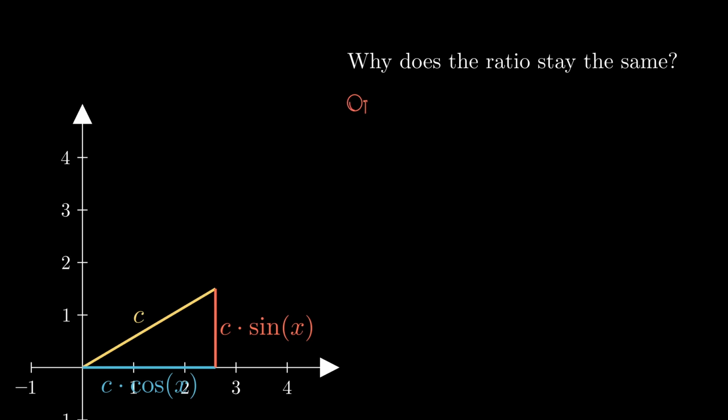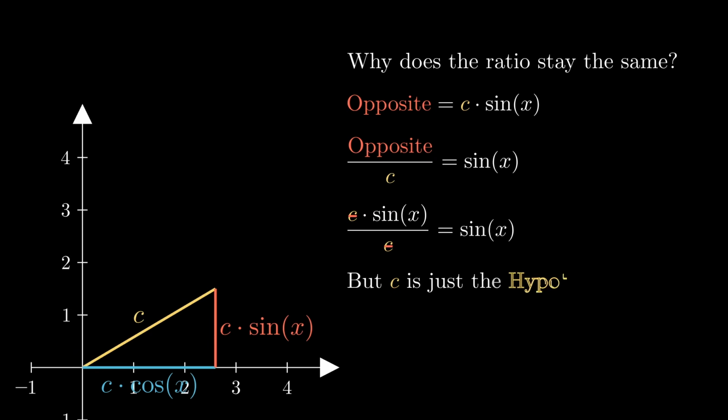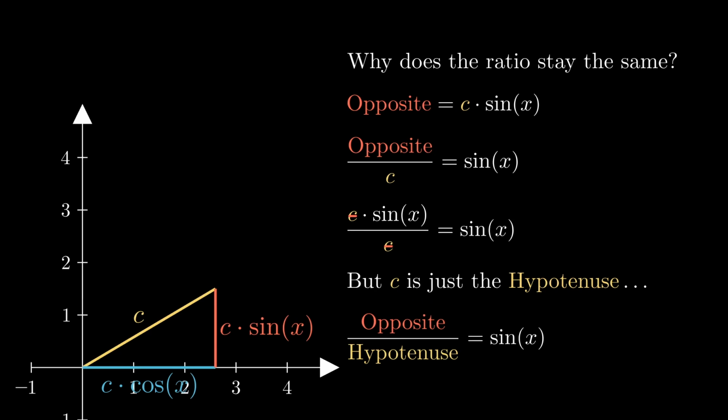Now, the question is, why does sine stay the same no matter in which triangle? As we can see, opposite is equal to c times sine of x, and then upon further simplification, we get sine of x is equal to sine of x. But c over here is the hypotenuse, meaning opposite by hypotenuse is equal to sine.